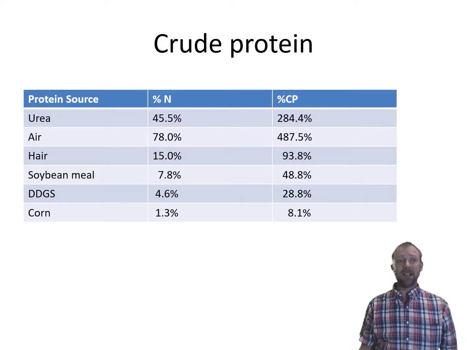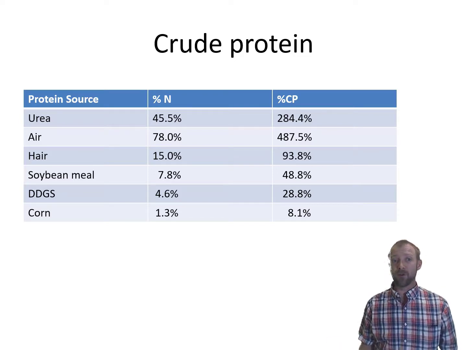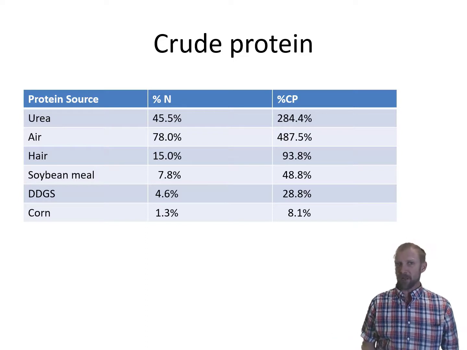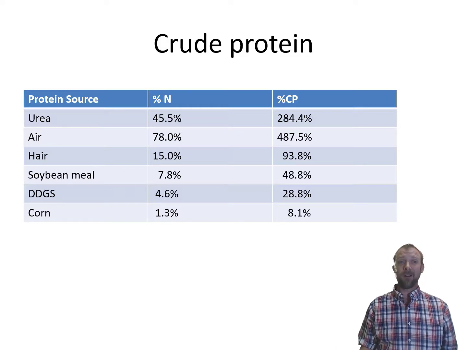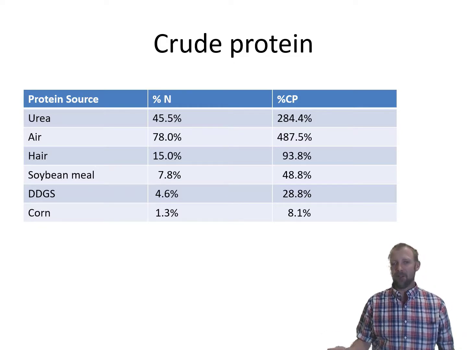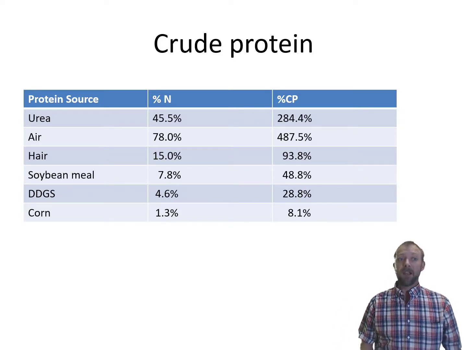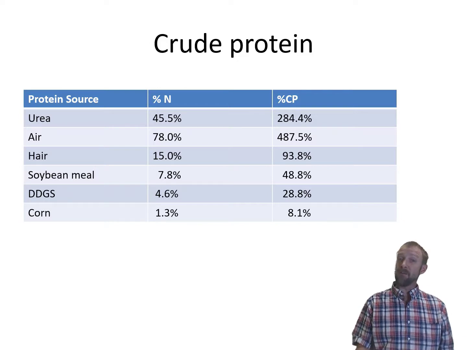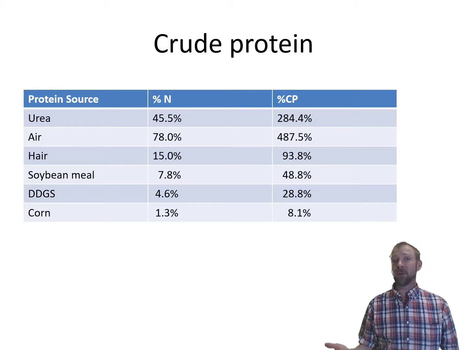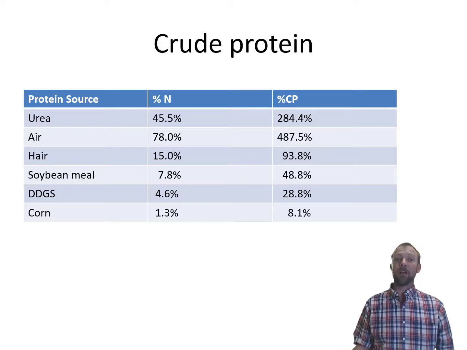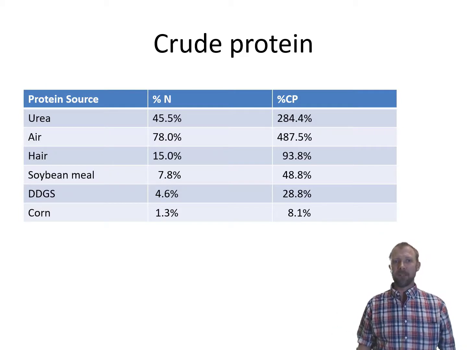To give you an idea, urea, for example, is 45.5% nitrogen, which would mean it's like 284% crude protein. I'm being a little bit facetious when I put this next one down, air. Air is 78% nitrogen, so theoretically, air is actually 487.5% crude protein. Obviously, neither of those are going to be sufficient, because they're not true protein at all. Now, hair is another example. Hair is 15% nitrogen, and so 94% crude protein, and it is a true protein. However, just because it's a protein doesn't mean it's digestible. Hair is very indigestible, and so it would be a very poor protein source for our animals.